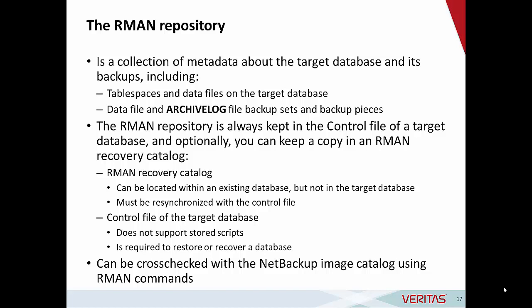NetBackup doesn't really know the exact contents of a backup piece that's sent by Oracle, unlike a file system backup where NetBackup is maintaining detailed records of each individual file in a backup image. NetBackup is really just tracking, hey, Oracle gave me this stuff and it's important that I hold on to it. But it's the RMAN repository which really tracks the exact contents of those backup pieces. So there's 2 points of monitoring backups. And so it is possible and necessary to periodically cross-check the NetBackup image catalog with the RMAN repository to make sure they're in sync with each other, which we'll discuss a little later in this lesson.